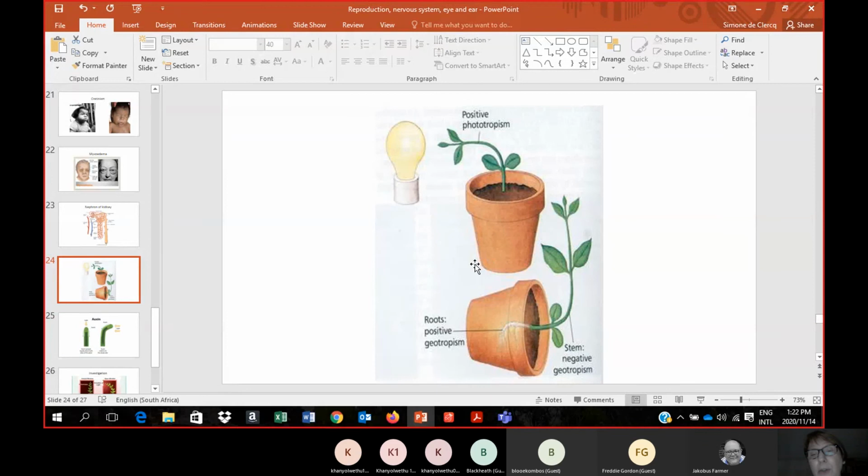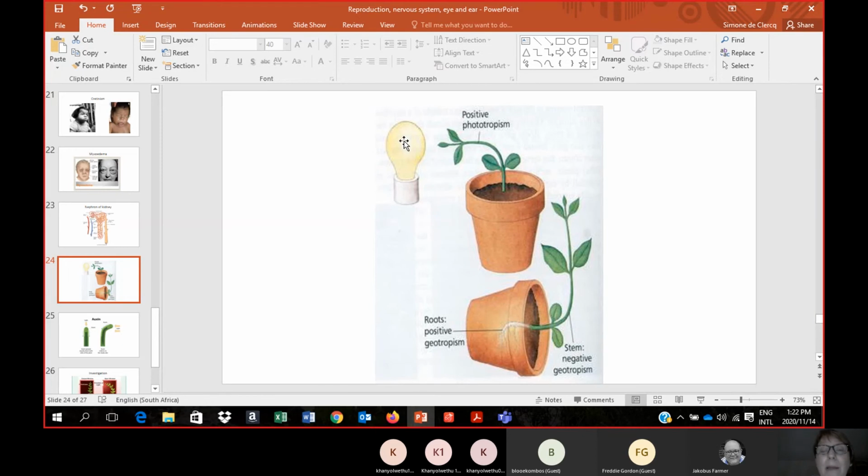Phototropism is when a part of the plant grows towards light. Obviously it's normally the leaf or the tip of the stem that grows towards light, and that is for a reason, because the leaves of plants need light for the process of photosynthesis. So this would be positive phototropism. And if a part of the plant grows away from light, that would be negative phototropism.